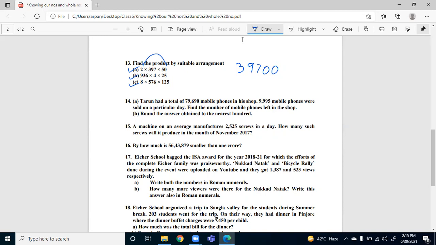Thank you, ma'am. So, Samarth, are you ready with the B part? Yes, ma'am. First we will multiply 4 by 25. It would be 100. And ma'am, 936 into 100 is 93600. Very good, Samarth. It is again correct. Thank you, ma'am.